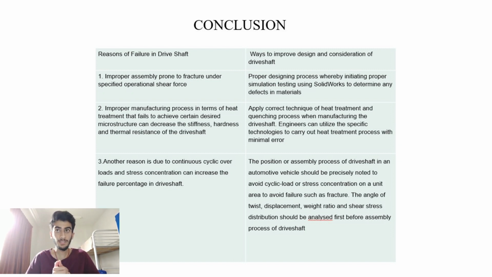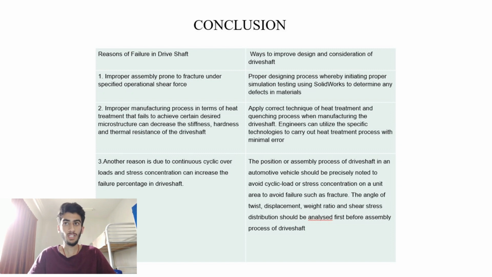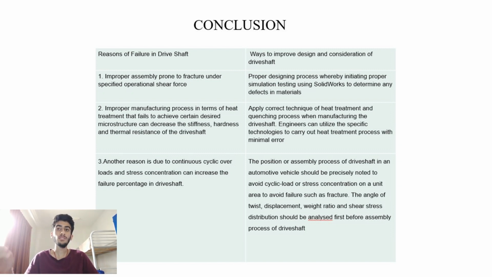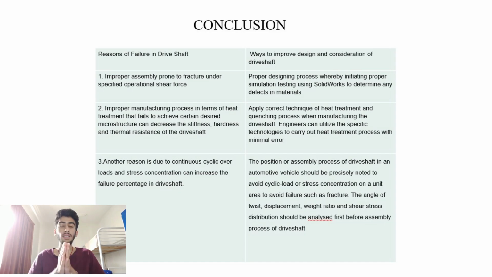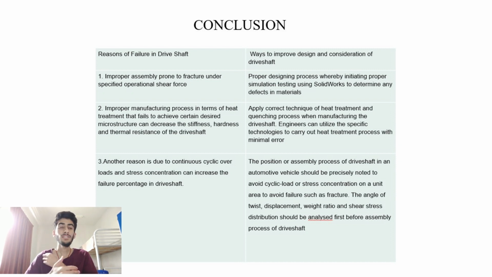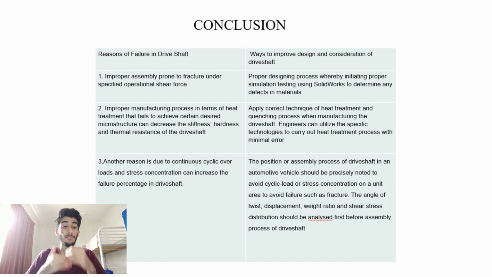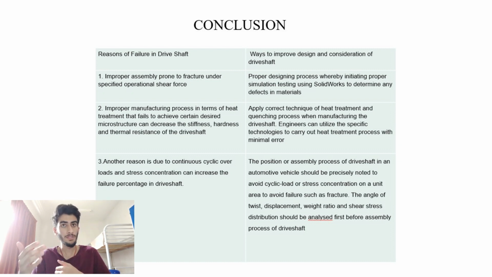Another major defect in drive shafts is an improper manufacturing process in terms of heat treatment that fails to achieve the desired microstructure, which can decrease the stiffness, hardness, and also the thermal resistance of the drive shaft. Sometimes this heat treatment process is not carried out efficiently, whereby it involves manual work, and this manual work will sometimes have errors in the heat treatment process. How engineers should overcome this is that they should apply the correct technique of heat treatment and quenching process when manufacturing the drive shaft. Engineers can utilize specific technologies that carry out the heat treatment process with the aid of artificial intelligence to reduce the error.